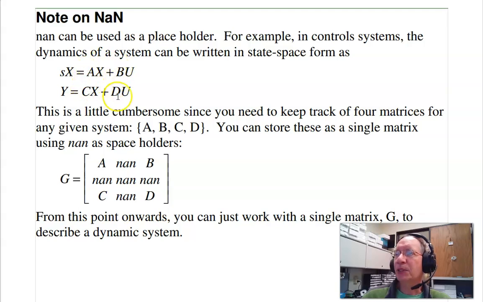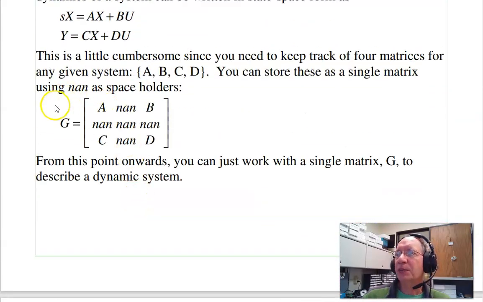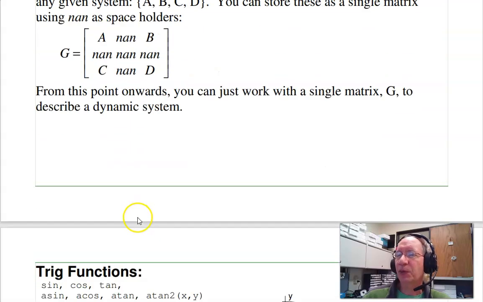This is kind of cumbersome. I've got to keep track of 4 matrices for any given dynamic system. Well, using not a number, I can store these in one matrix. I'm going to separate the A, B, C, and D by not a numbers. That makes it easier on the subroutines to pull out where the A, B, C, and D are by looking for the not a numbers. So that's kind of one use of it. It's a placeholder. And the net result is I'm just dealing with one matrix from now on rather than 4.